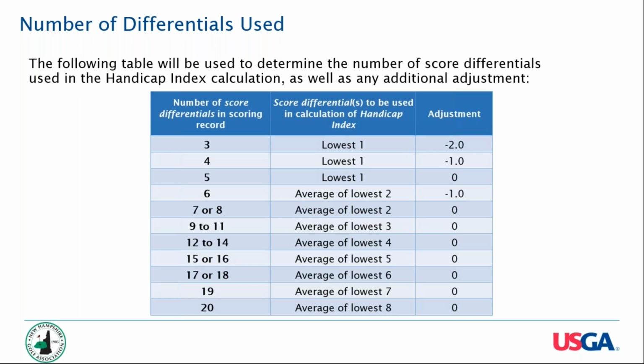But again, this table is in the rules of handicap in case anybody has questions on how many differentials are being used. But when we get to 20 and beyond that, we are going to be using the lowest 8.